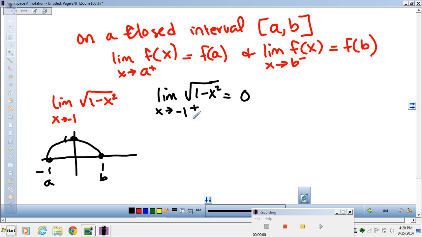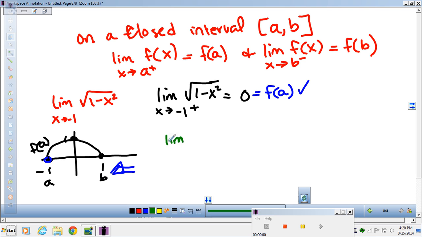So if I were to plug in negative 1, I see that it is in fact f of a. So if I plug in negative 1, I get 0. My limit as it approaches negative 1 from the right, remember from the right is coming this way. So from the right, travel along right here, it is also equal to 0. So this is equal to f of a. Okay? Now I want to check the other side.